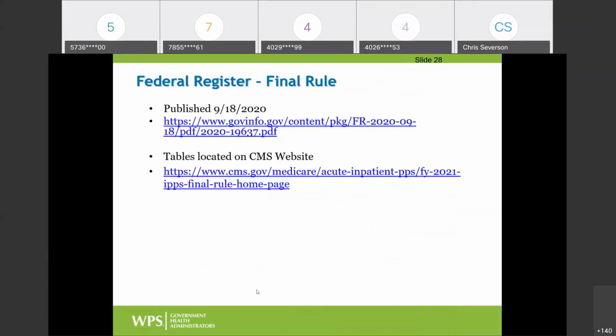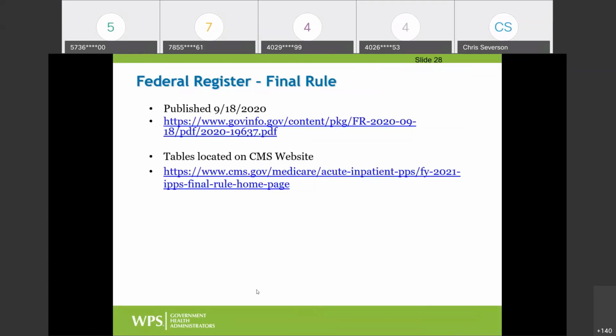Now I wanted to spend a little bit of time on the Federal Register final rule from this year. This is what I was trying to jump to a bit ago. This one was just published September 18th of 2020. Here we have the hyperlink below it. The second hyperlink takes you to the CMS website where all the tables can be found.